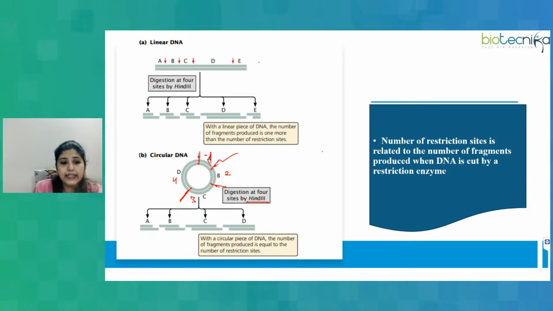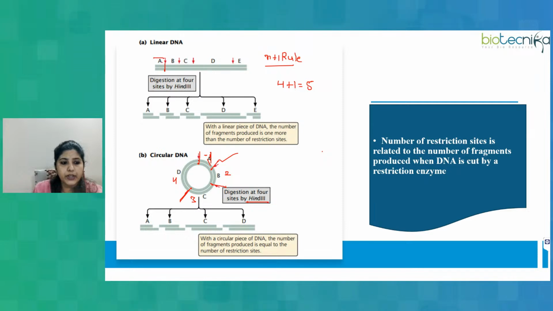But for linear DNA, there is an n+1 rule, where n is the number of restriction sites. So if 4 restriction sites are there, the number of fragments obtained will be 5, 4 plus 1. So like over here, the enzyme cuts.